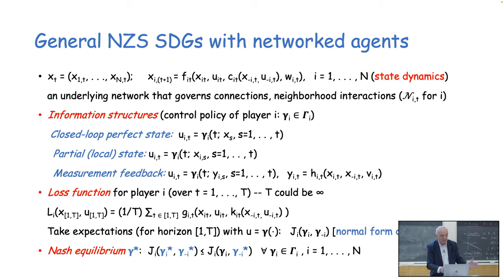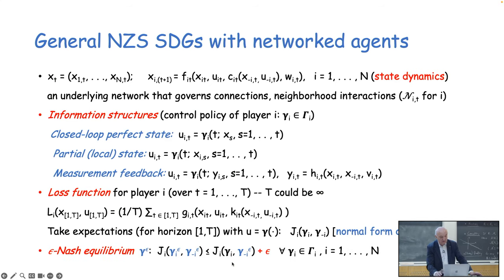The Nash equilibrium is one where no player has any advantage if it deviates from that equilibrium. And also, as we'll see shortly, you do not always have a Nash equilibrium, but then you have to be satisfied with an approximate equilibrium, which is called an epsilon Nash equilibrium. So every player would go with an epsilon of the optimality.